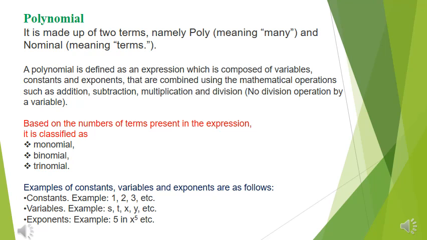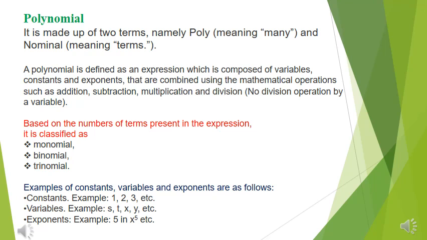So students, first of all we learn about polynomial. What is polynomial? In short, polynomial means many terms, an expression which consists of many terms. Here poly means many and nomial means terms. A polynomial is an expression composed by using variables, constants, and exponents. When we join these variables, constants and exponents with the basic operational symbols, we form a polynomial.